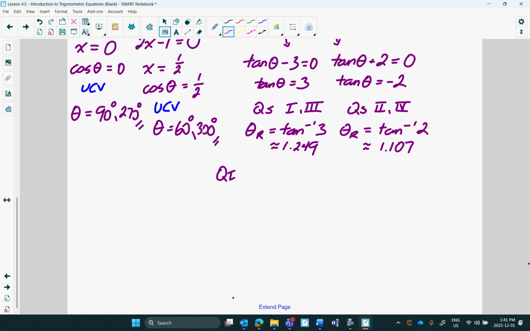So in quadrant 1 and in quadrant 3 here, well, theta in quadrant 1, that's pretty straightforward. It's the same as the reference angle. And in quadrant 3, it's pi plus the reference angle, which gives us about 4.391. Notice I'm going 3 decimal places every time. That's the assumption.